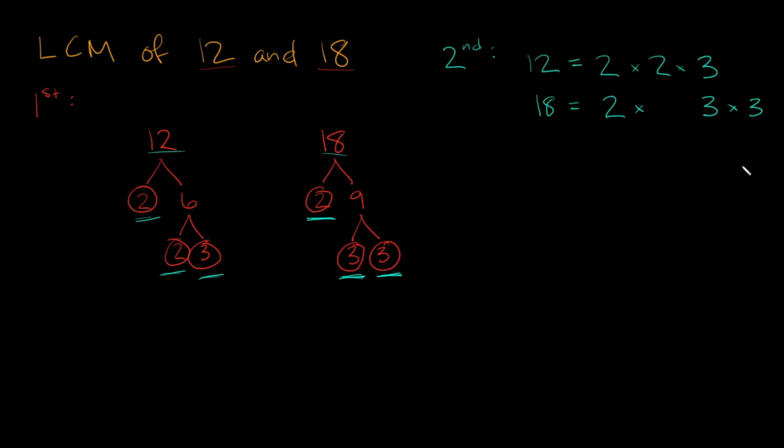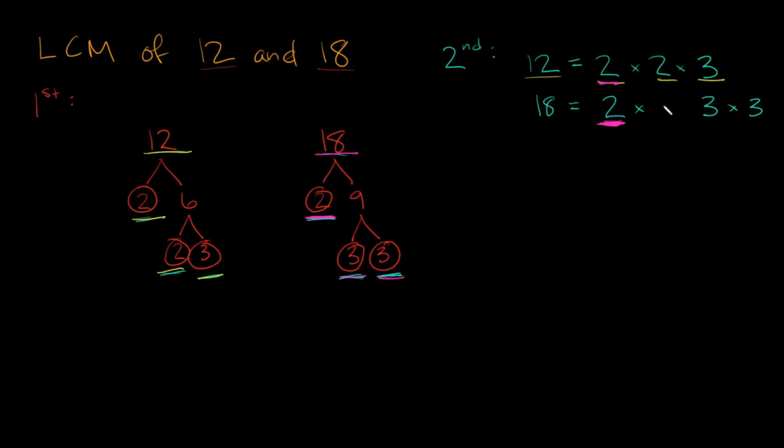Okay, so let me explain this one more time. So here's my 12, and I'm gonna list its prime factors. What are its prime factors? 2, 2, and 3, right? And then I wanna do the same thing for 18. But I want to match up numbers vertically with the same number, right? So this 2 right here, I can put it here, or I could put it here, it doesn't really matter. The point is, it's gonna be matched up with a 2, right? Okay, so I have a 2 here, and I have a 2 here.